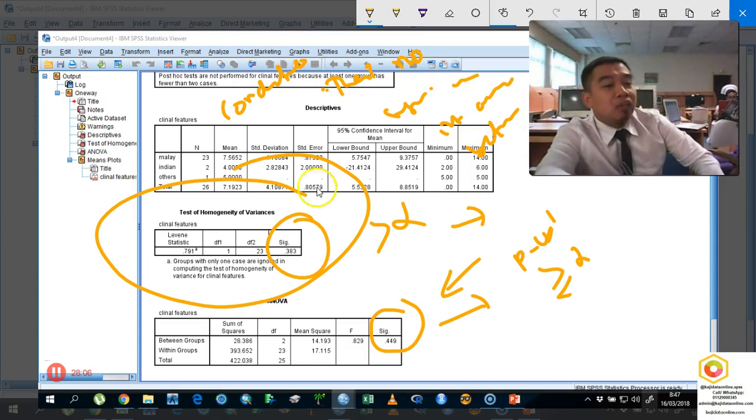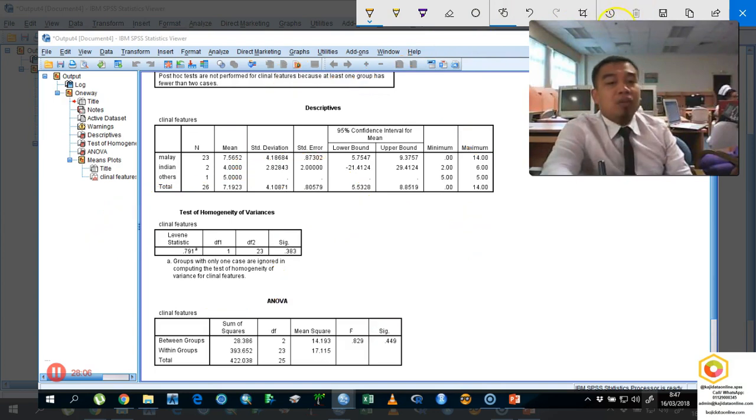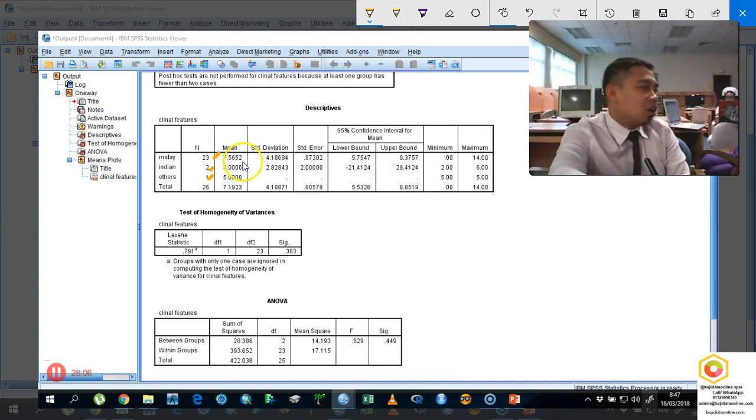That means if you are Malay, if you are Indian, if you are others, you have a similar perception towards the level of awareness. If you see here, Malay indicates 7.5, Indian indicates 4, others indicate 5. It seems like the Malay are more aware, but actually it's not. It's similar, it's the same. But this data is not so good. Why? Because we don't have a good tabulation lah, because the others group is not complete.